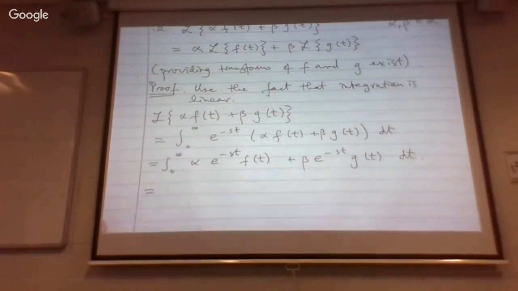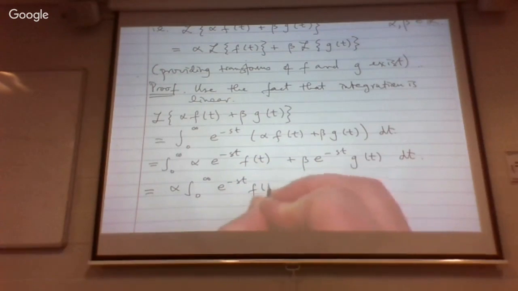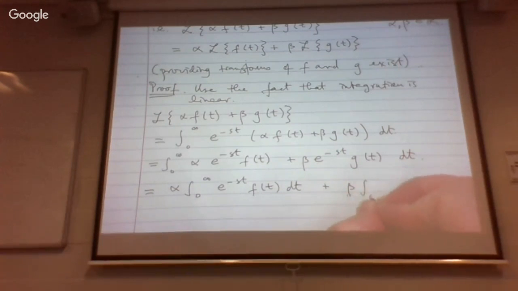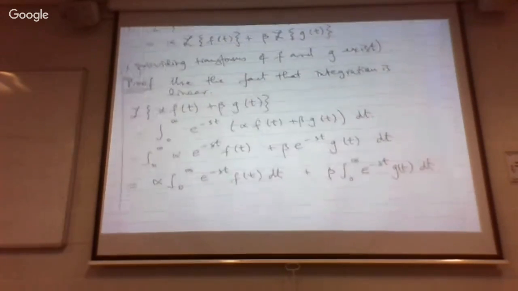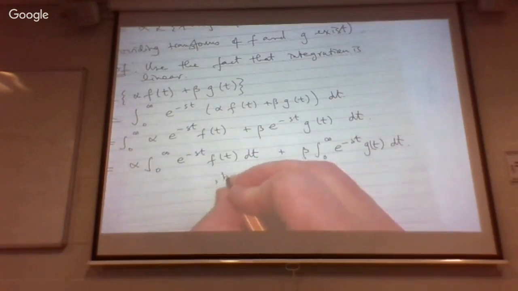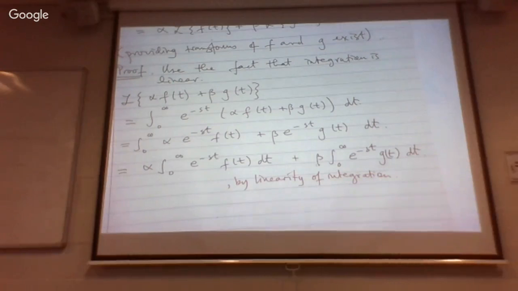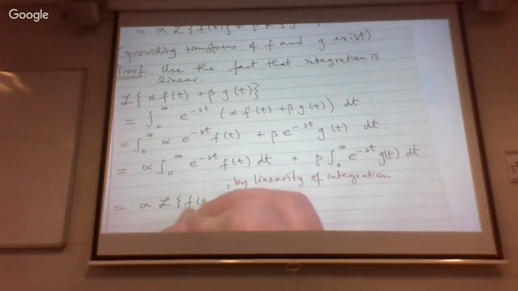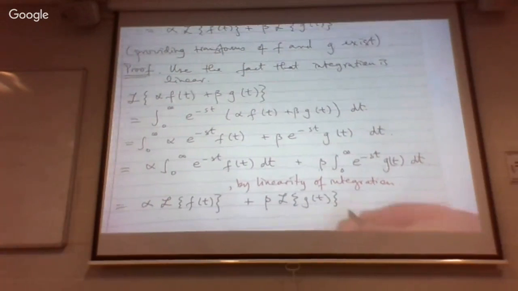And are you allowed to split up the integral into the linear combination of the smaller ones? Well, yes, because integration is linear. So the coefficient can move to the outside, and we can consider the integral of the first term on its own, and then the beta can come to the outside, and we can consider the integral of the term involving g on its own. So that is by the linearity. The linearity of integration is the key step there. Then you're just recognizing that that integral is exactly, by definition, the Laplace transform of f, and this one over here is exactly the Laplace transform of g. Very short, sweet, direct proof.